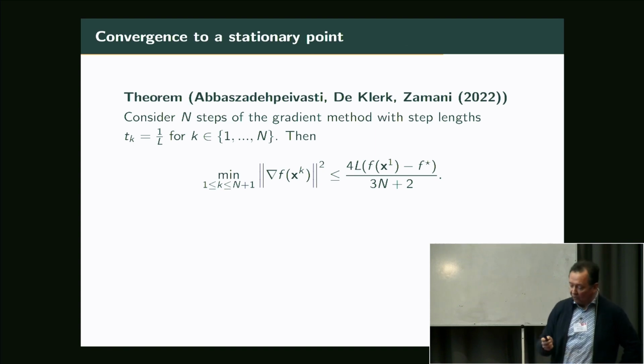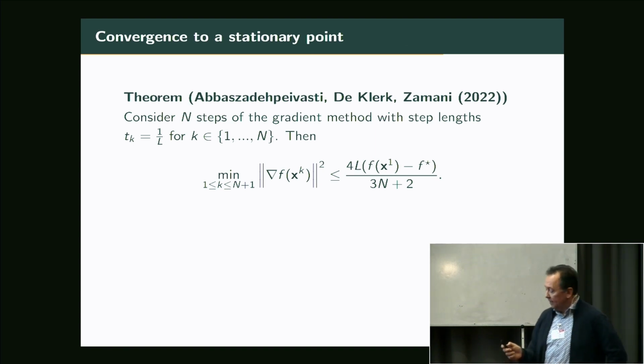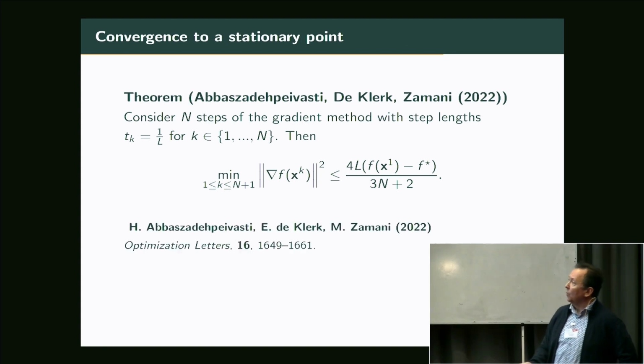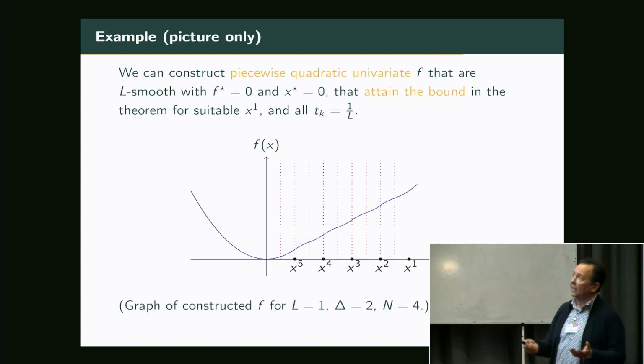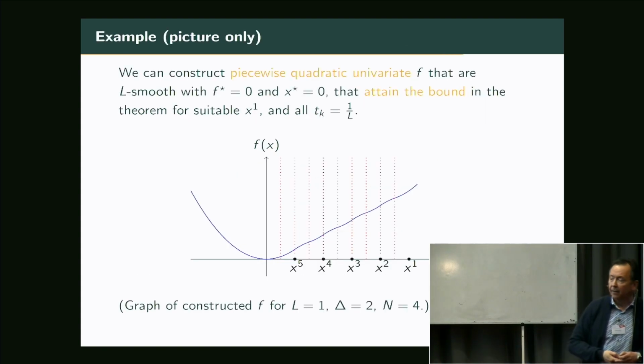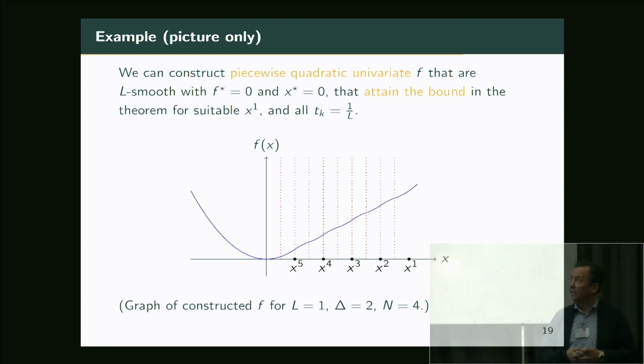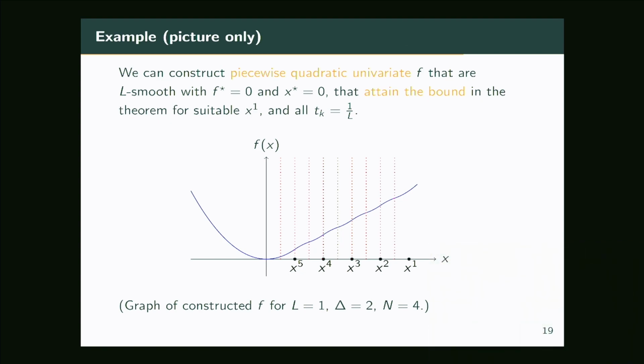So this constant is exact. And how you know that it is exact is that, again, we can construct an L-smooth function that matches this bound exactly. I don't give the details, I just give a picture that corresponds to specific values. In this case L is 1, delta is 2, the number of steps is 4, and these are the points 1, 2, 3, 4 that we generate during the algorithm. All the step sizes here are 1 divided by L.